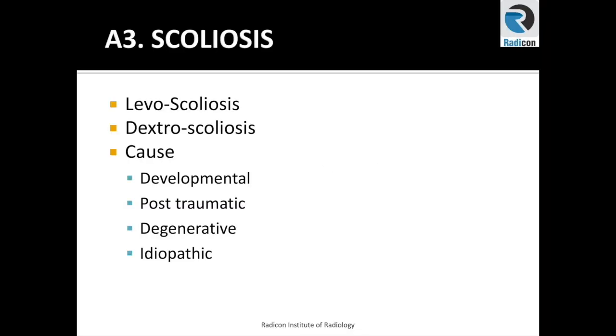Scoliosis is abnormal curvature to the right side, as in dextroscoliosis, or the left side, as in levoscoliosis. It may be developmental, post-traumatic, degenerative, or idiopathic. However, scoliosis is often related to an underlying abnormality and other developmental disorders, which may require further workup.